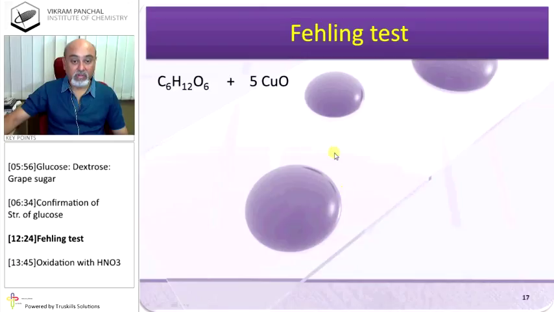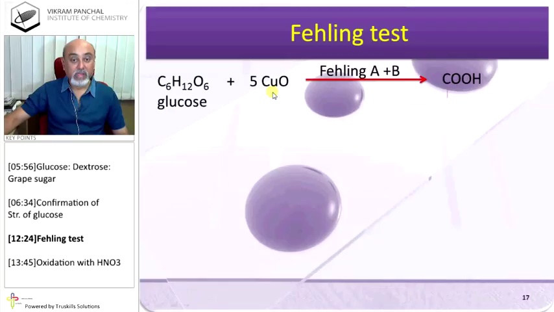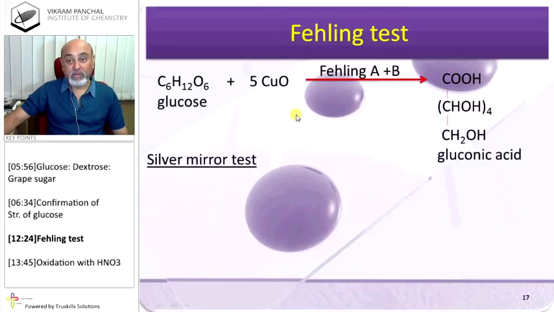Fehling test. Well, in the Fehling test, we take Fehling A and Fehling B solution. On heating A and B, it will produce copper oxide. And this copper oxide is a weak oxidizing agent, and it reacts with glucose and produces gluconic acid. In gluconic acid, there is one COOH group. It is obtained by oxidation of CHO. This reaction proves that glucose contains CHO, aldehyde group.